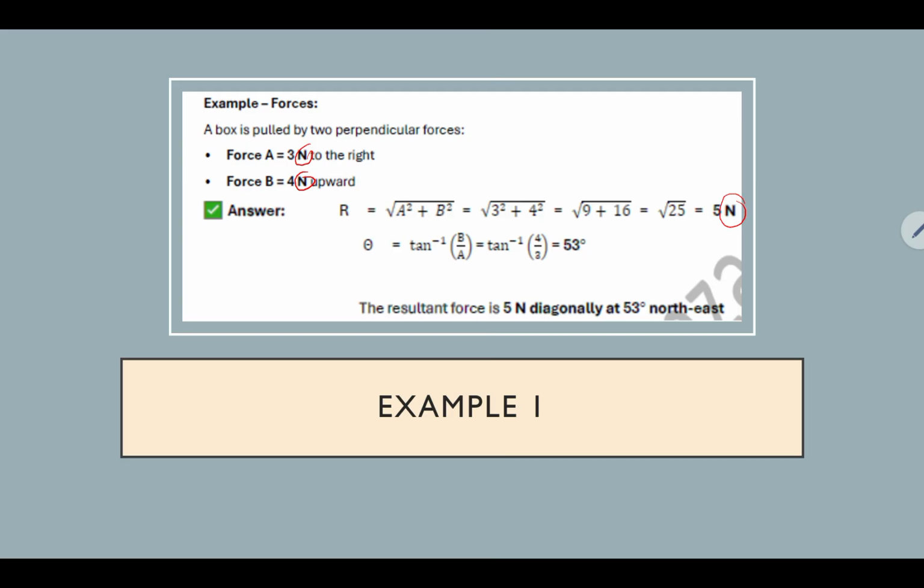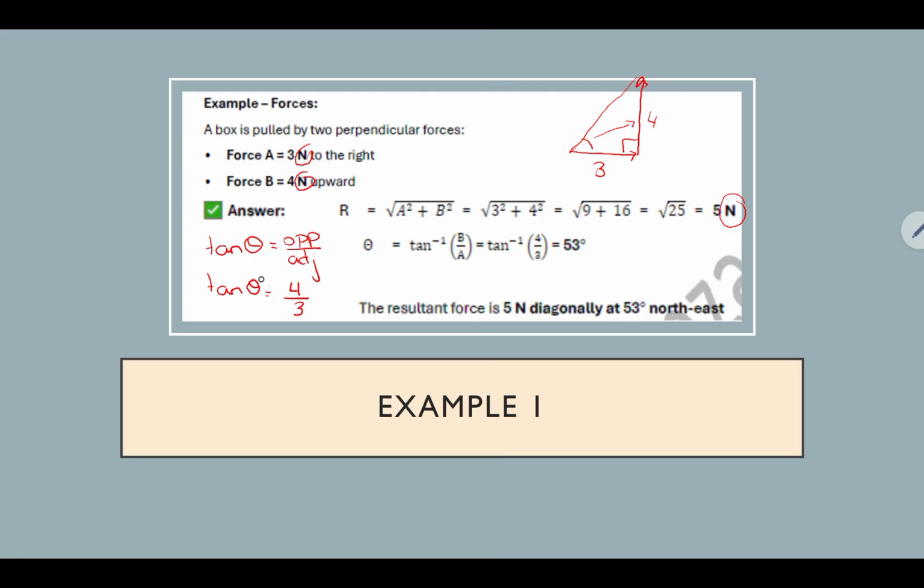What if I want to get the angle? We said tan theta is equal to opposite over adjacent. If you draw these, you're going to find that you're going 3 newtons to the right and then 4 newtons upwards. This is your right angle and this is your angle. So my opposite here is going to be 4. So tan theta is going to be equal to 4, and my adjacent is between both angles, so that's 3. So tan theta is 4/3.